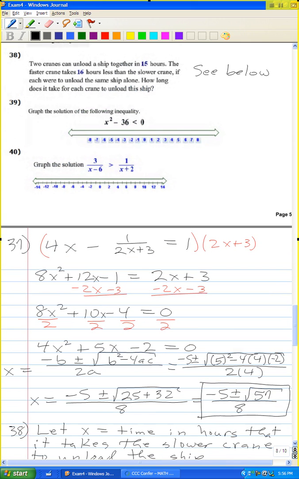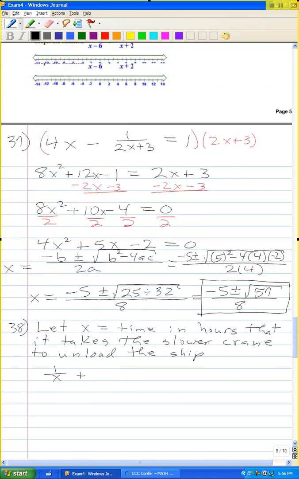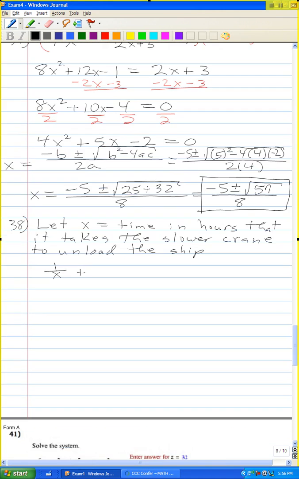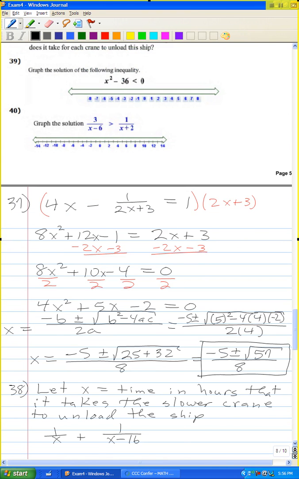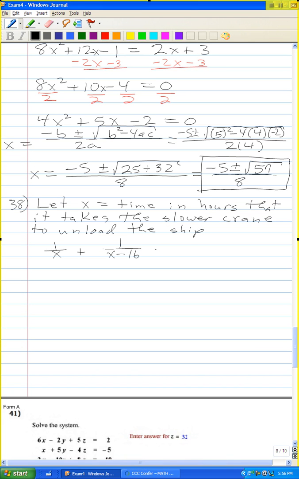therefore the slower crane can unload 1 over x of it per hour, whereas the faster crane takes 16 hours less. So the faster crane can do it in x minus 16 hours. So it can do 1 over x minus 16 of it per hour. And it takes a total of 15 hours if they work together. So they can do 1/15 of it per hour.